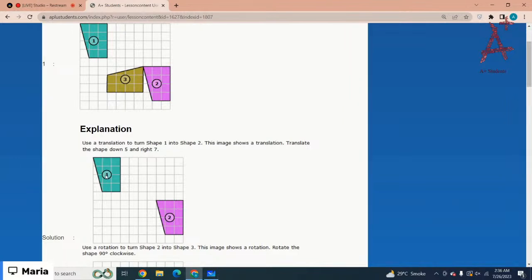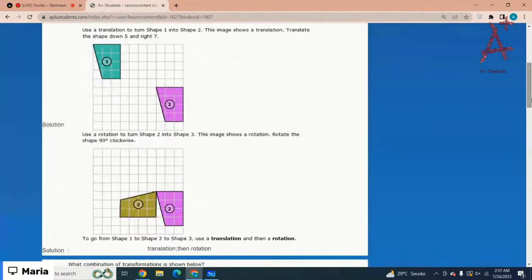You can see here, you move from here to here. Now this one has the new coordinates. Got it? The image shows a translation of the shape down 5 and right 7. You moved the shape down 5 squares and right 7. Got it? Okay, now from 2 to 3, this is just a rotation. You just rotated from this corner. You move from here to here.